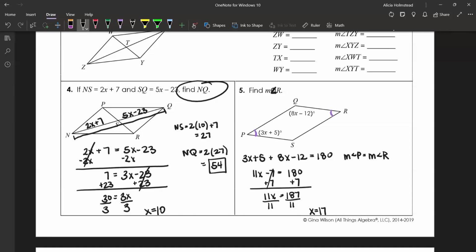So the measure of angle P will have to be 3 times what we got for x, which is 17, plus 5. 3 times 17 is 51, plus 5 is 56. And since they're congruent, that means the measure of angle R equals 56.